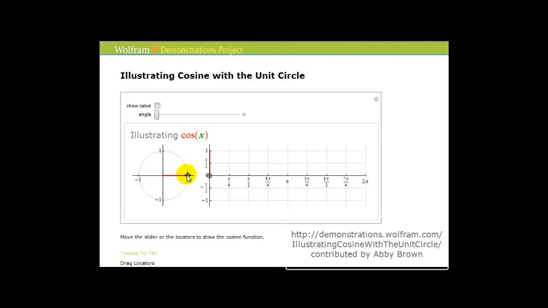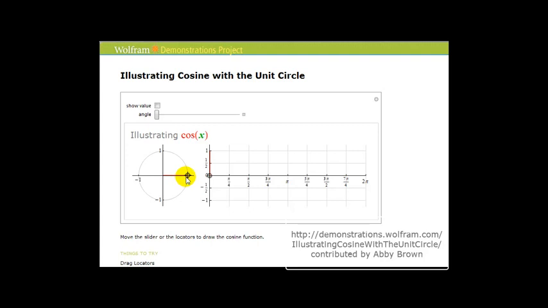So as we animate this point on the unit circle, on the right, we'll be plotting the points where the x-coordinate represents the angle and the y-coordinate would be the value of the cosine function, which again is equal to the x-coordinate of the point on the unit circle.